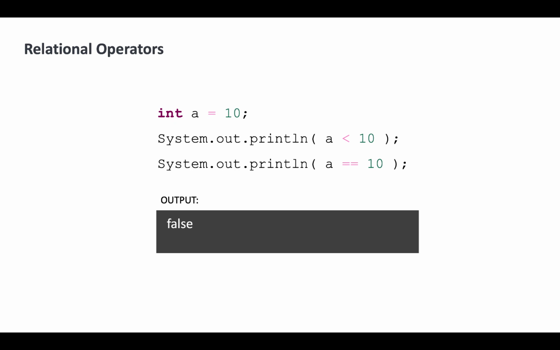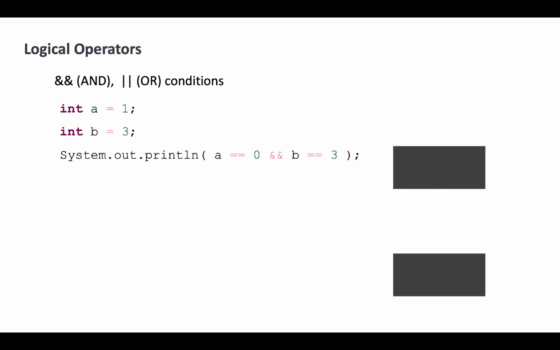Let's take a look at the second one. We have A equals 10. Now, the double equal sign compares if the values are the same. So what is the output? 2 seconds. All right, yes, it is true.